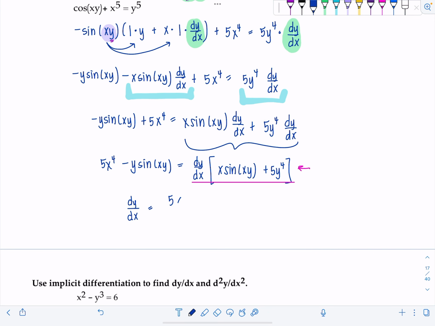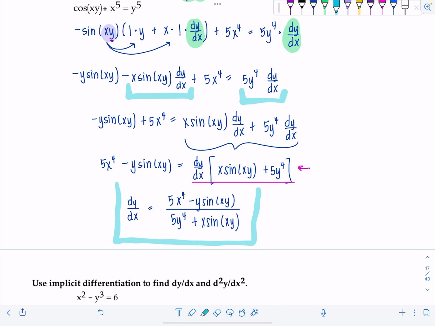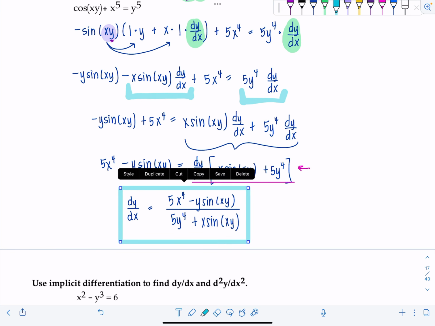We'll have 5x to the fourth minus y sine of xy over... Oh, it'll look so nice if I put the 5y to the fourth first, wouldn't it? Yes. Good. So there's our final answer, and we've written it in the most aesthetically pleasing form possible. How fabulous. Okay, let's try another one.